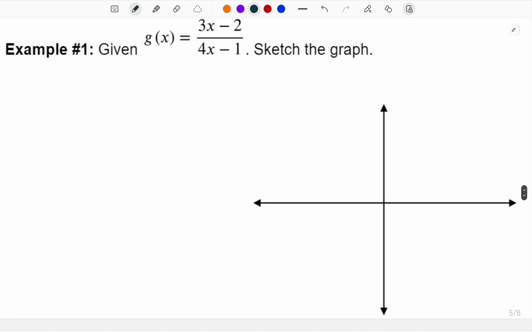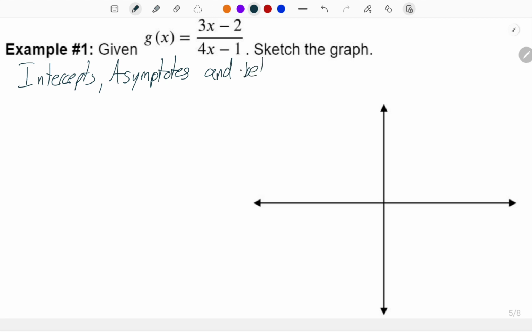All right, so let's take a look at this first one. When we're sketching this graph, we want to make use of intercepts. We also want to make use of asymptotes, and then also asymptote behavior. So I'll just write that down: intercepts, asymptotes, and behavior. And if there are holes, make sure to take those into account as well. So that's basically the key things we're going to be looking for.